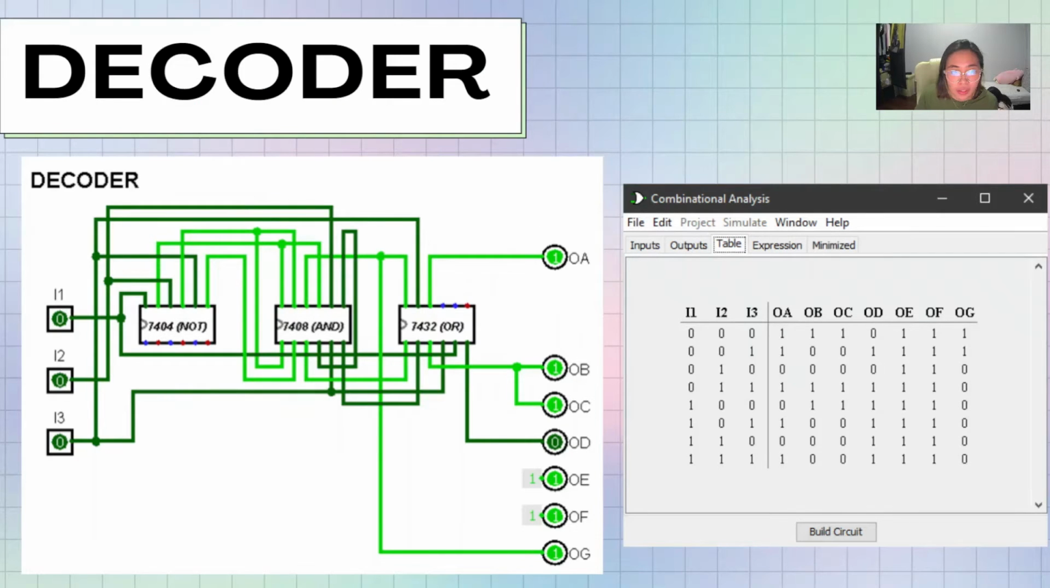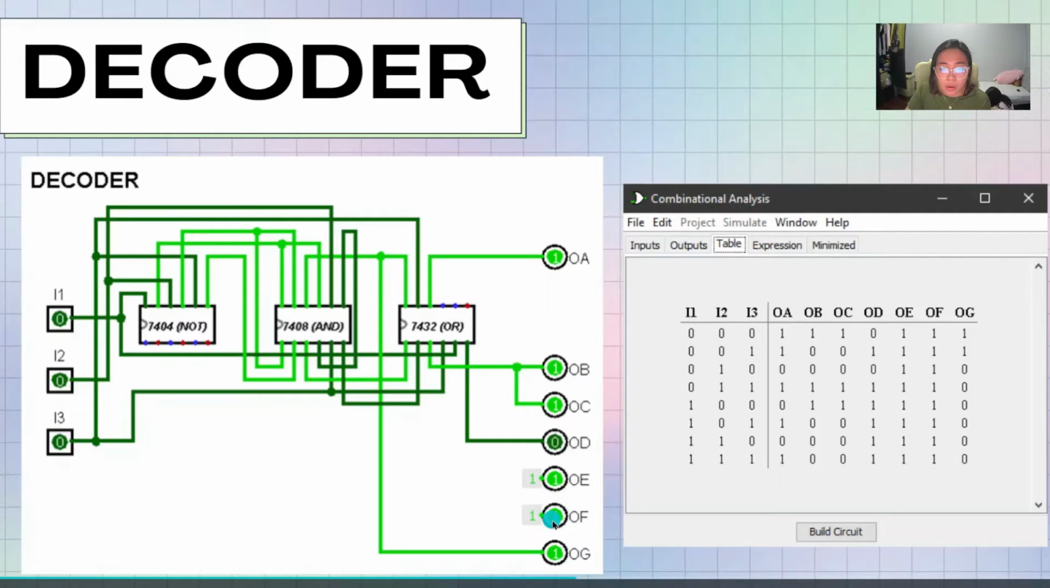For the decoder, I have 3 inputs, I1, I2, and I3, and I also have 7 outputs, which are A, B, C, D, E, F, and G. And I also used 3 ICs, which are 7404 NOT IC, 7408 AND IC, and lastly 7432 OR IC. I also used two 1 constants, which are here in outputs E and F.